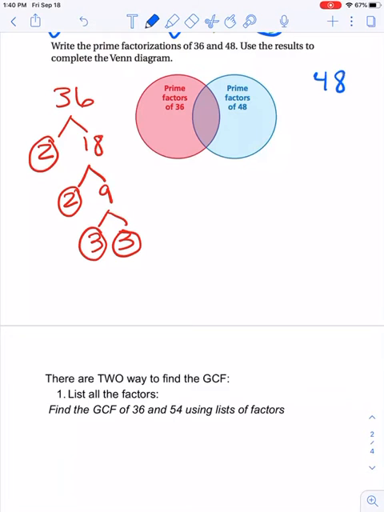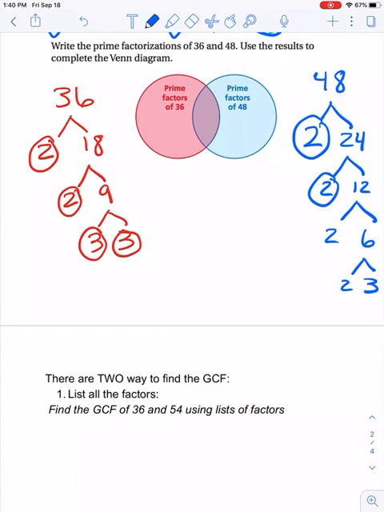Let's do this one in blue. 48. Prime factorization of 48 is 2 and 24. 24, I could either do 2 times 12 or 3 times 8, whichever you like. We'll do 2 times 12. 12 is divisible by 2 also, 2 times 6. 6 is still not a prime number, so we get 2 times 3. So this is our factor tree where 2, 2, 2, 2, and 3 are all prime factors of 48.